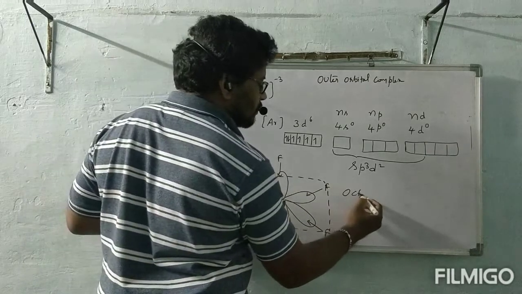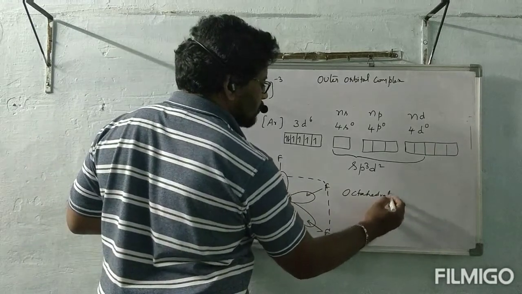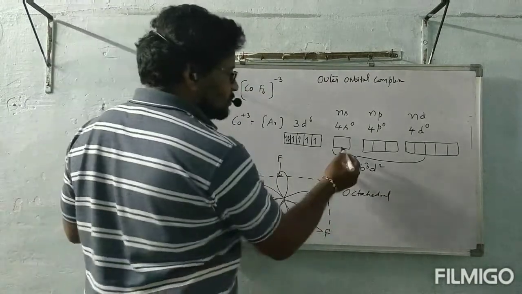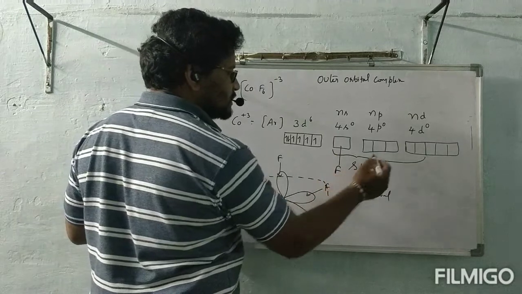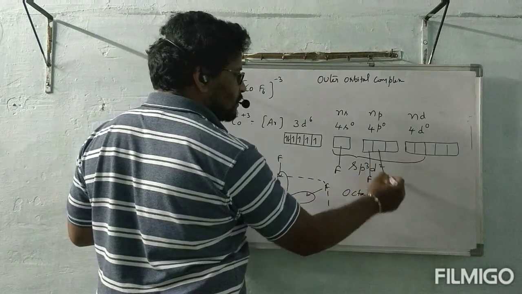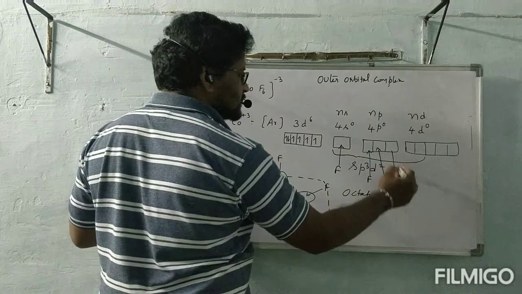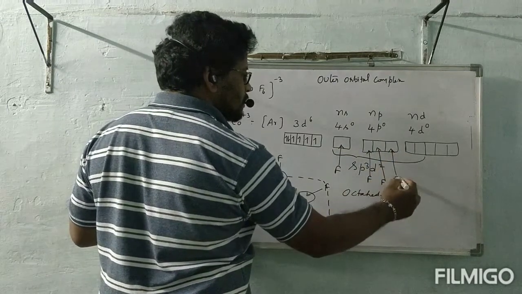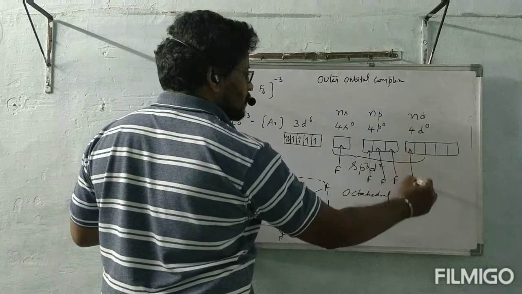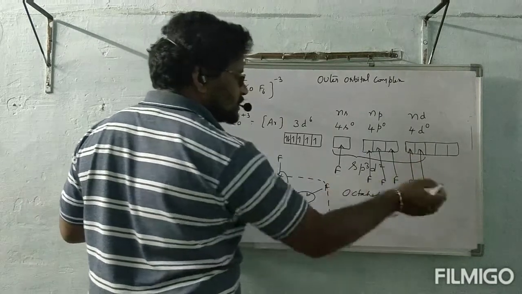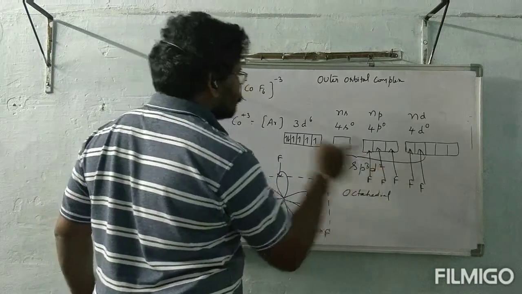This is above the plane and that is below the plane. Structure: octahedral. Octahedral. Okay. So this is involved in a coordinate covalent bond with F minus, like this, all the six: 1, 2, 3, 4, 5, 6.